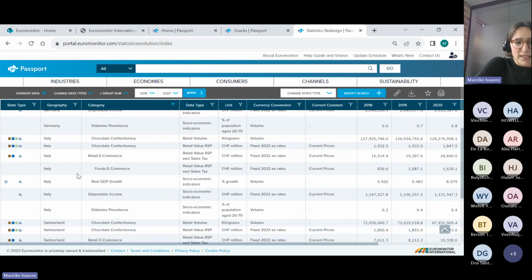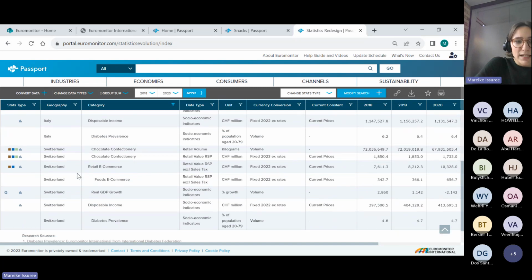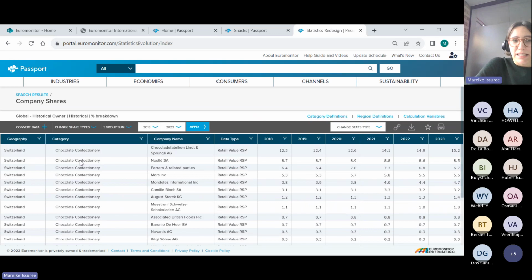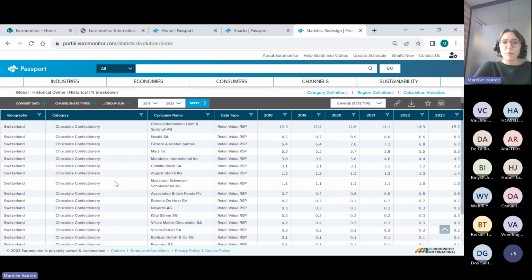Now, if we want to, for example, analyze Switzerland more closely for chocolate confectionery and who are the main competitors in the market, we can simply jump into the company shares here. So let's jump into it so you get an idea of how this statistic looks. So here we have it, the overview of all the companies operating in Switzerland, offering products in chocolate confectionery. And we can clearly see that the leader is Lindt, unsurprisingly. That's the number one leader.